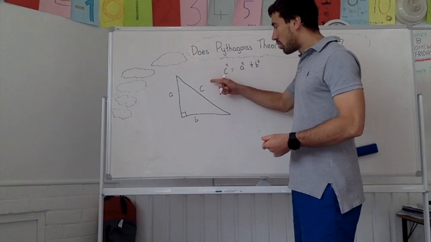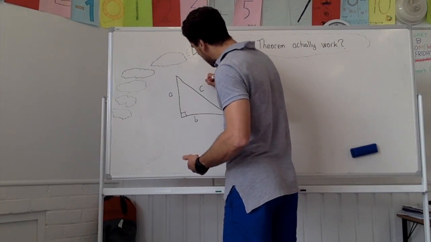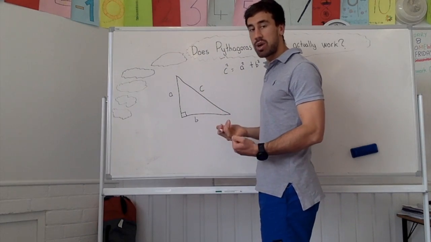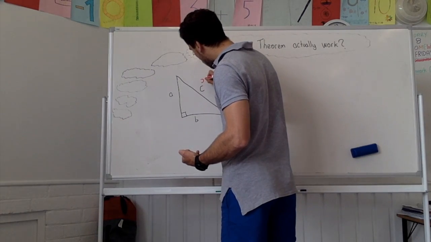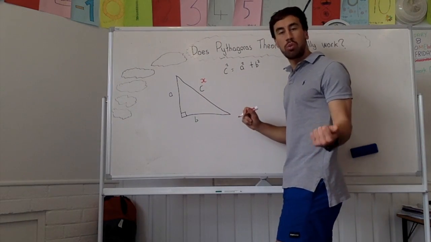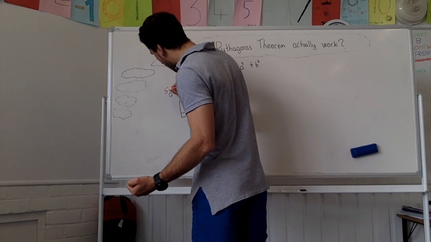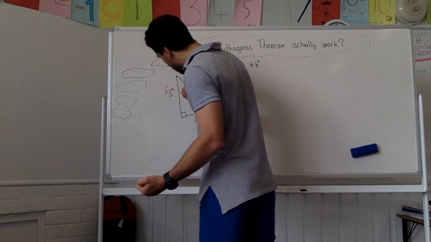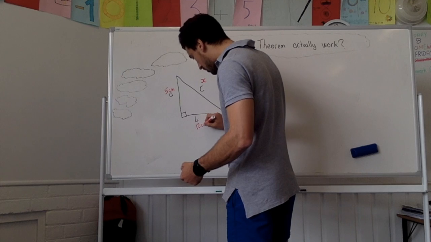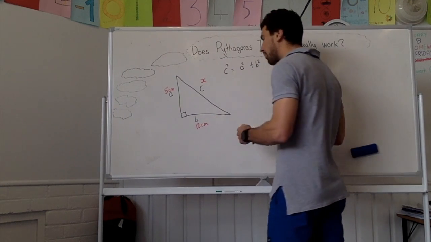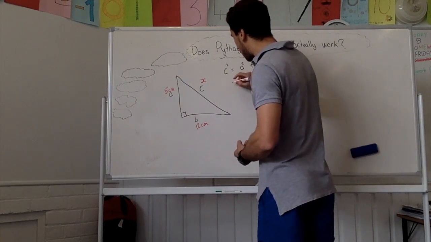So, C, it's not squared yet, C just here, we're going to label that as X. That's what we're looking for, that's what we want to find out. A, we're going to have as 5 centimetres. And B down here is going to be 12 centimetres. So, let's substitute these values into our formula.